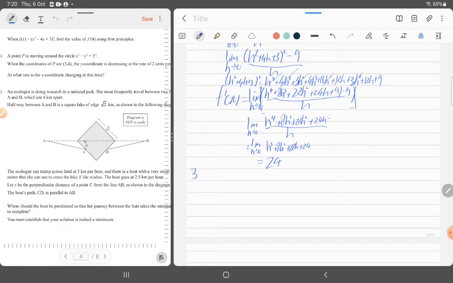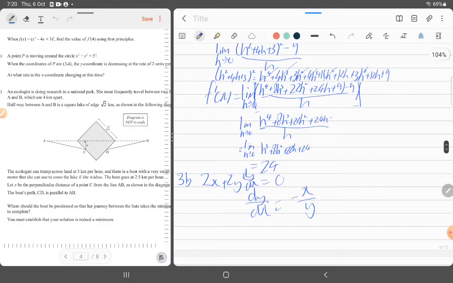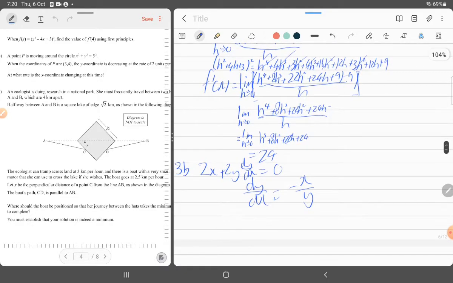So question 3, is it B? So implicit differentiation: 2x plus 2y dy over dx is equal to 0. dy over dx is equal to negative x over y. So that's 3, 4.